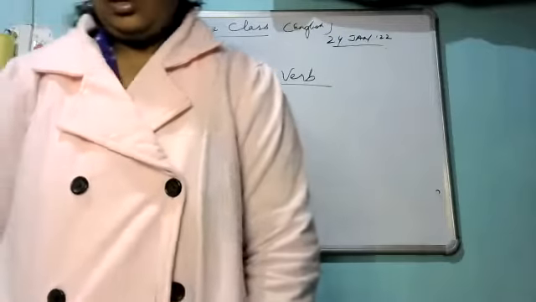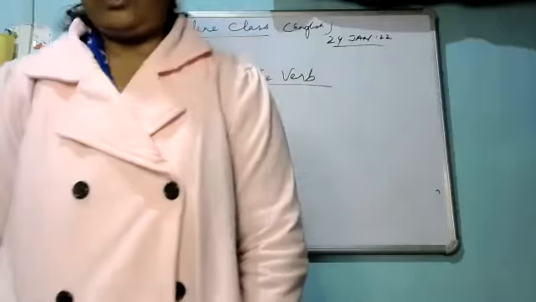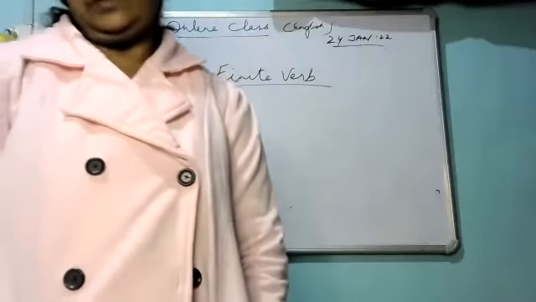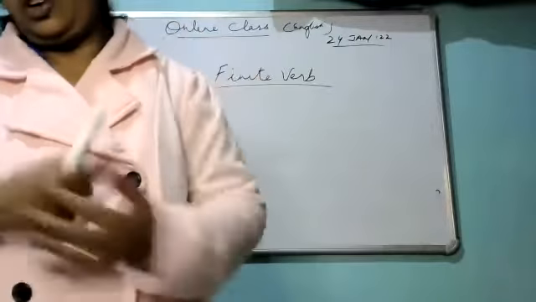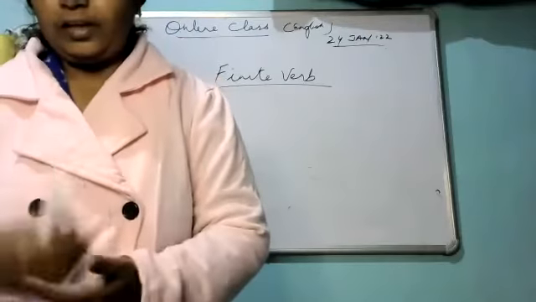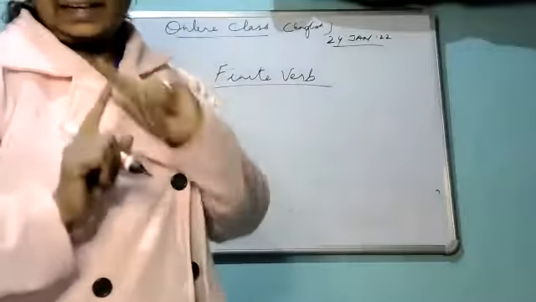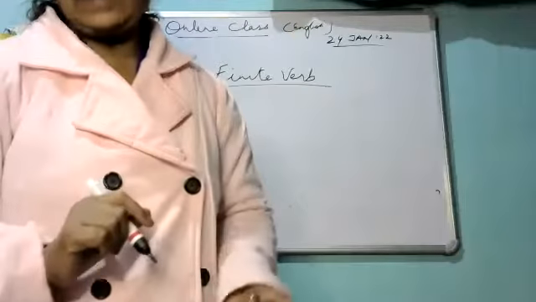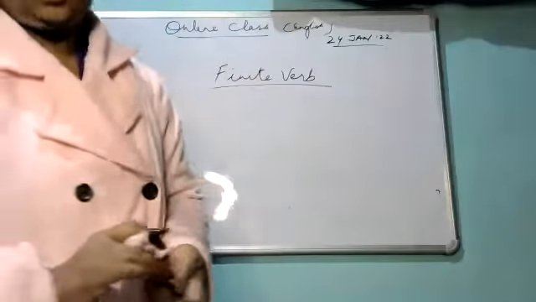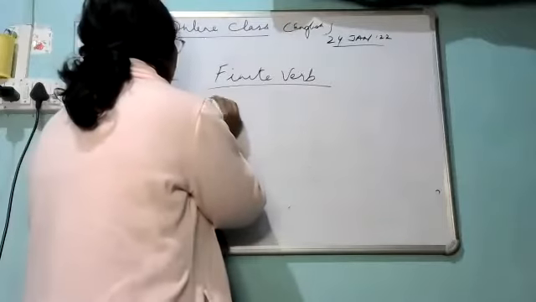Good. So when the two subjects of a sentence are joined by not only, but also, either or, neither nor, the verb agrees with the second noun, the latter noun. So what are the words?